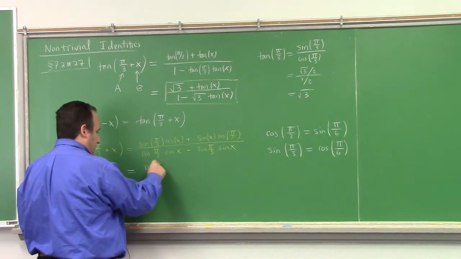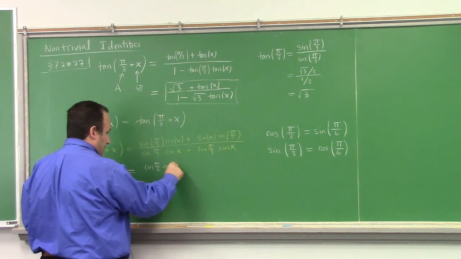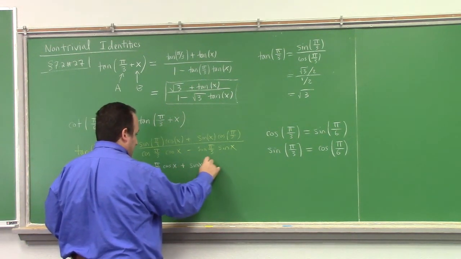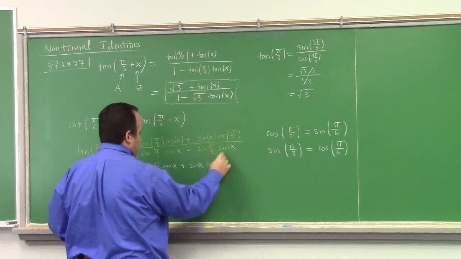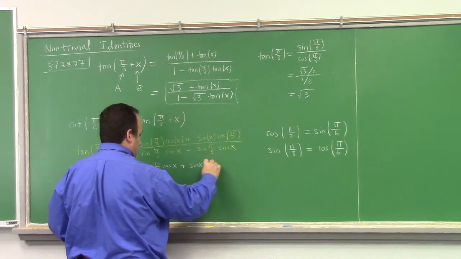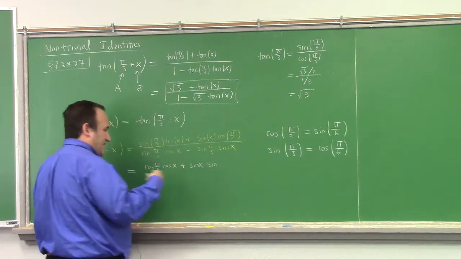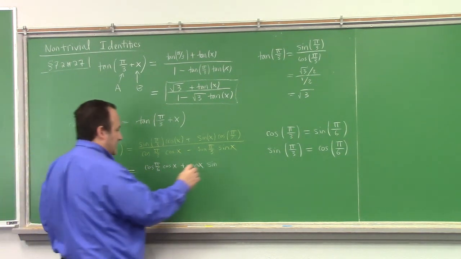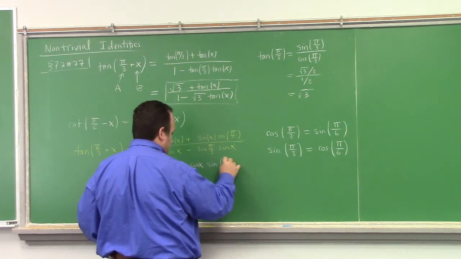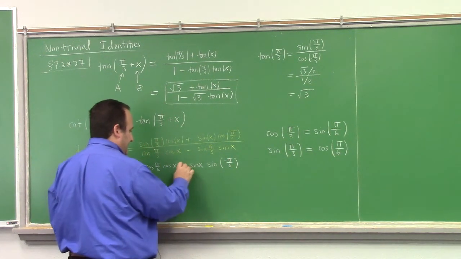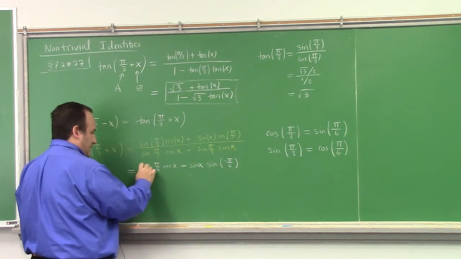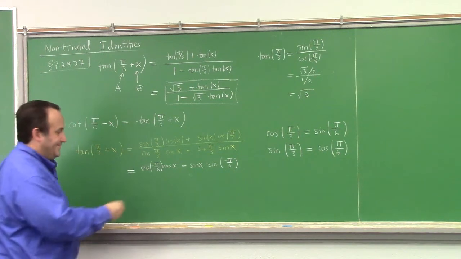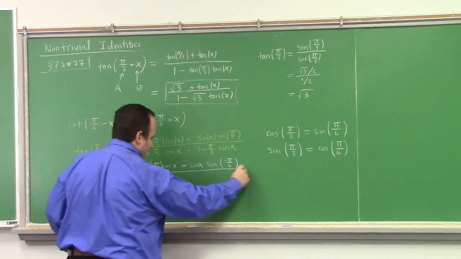So we've got cosine pi over 6, cosine x, plus sine x, cosine, sine. And I'm going to do a little trick right here. I'm going to write that as sine of minus pi over 6, and I'm going to pull a minus out here. And I'm going to write this as cosine of minus pi over 6, because I know where we're going. I can do that up here because cosine's even, yeah?